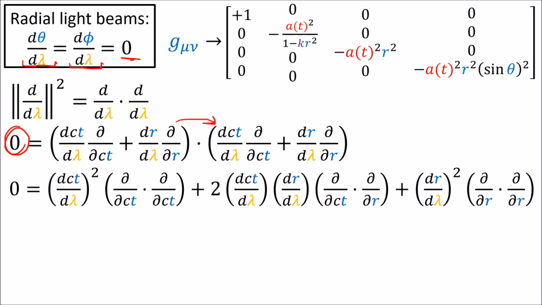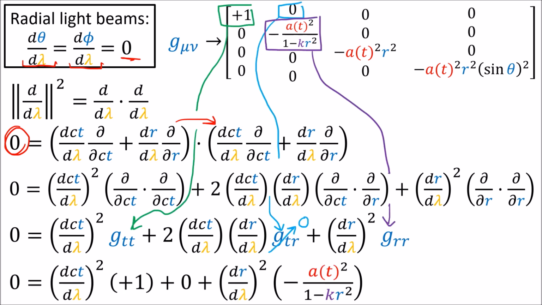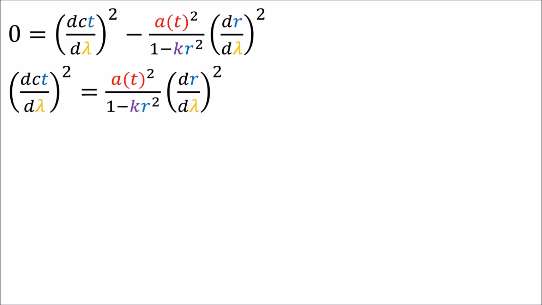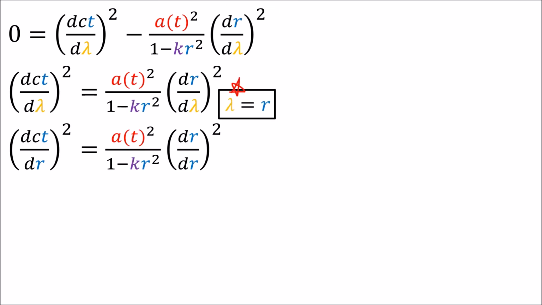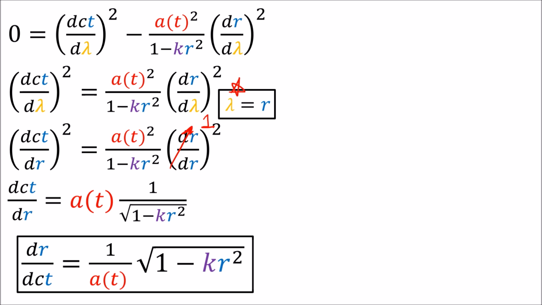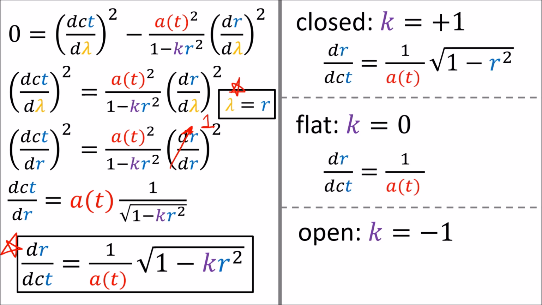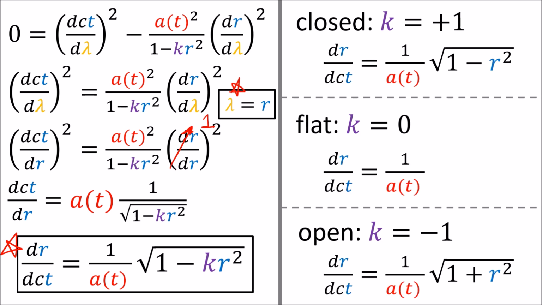After distributing over the dot product and plugging in the metric components, we get this equation. And since we can set the path parameter to anything we want, let's use lambda equals r. So this goes to 1. And if we take the reciprocal of both sides, we get this. This differential equation gives us the slope of light beams according to their r and ct coordinates in FLRW spacetime. And this is really 3 different formulas for closed, flat, and open universes.